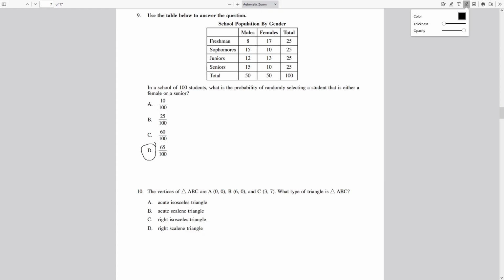Okay. Alright. The vertices of triangle ABC are 0,0, 6,0, and 3,7. What type of triangle? Ooh, well. Pretty sure this is a right angle. So this is where 0, 0, all the way over to 6, 0, and 3, 7.